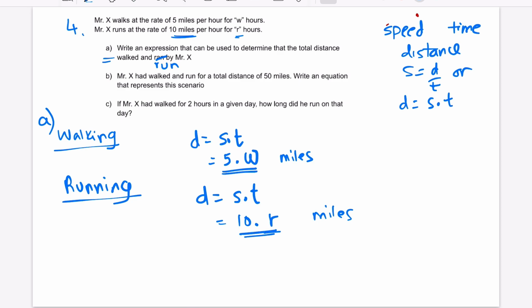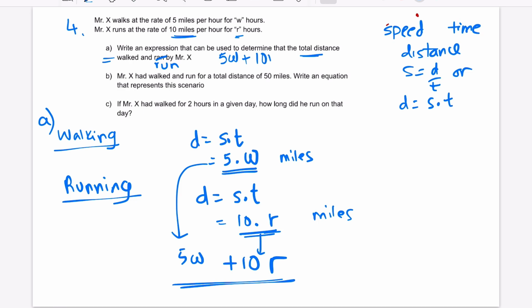So the question is asking you to find the total distance he both walked and ran, which is 5W from here and 10R from here. So 5W plus 10R is the total distance he has covered by walking and running. So 5W plus 10R is the answer for this question. That's the answer for A.